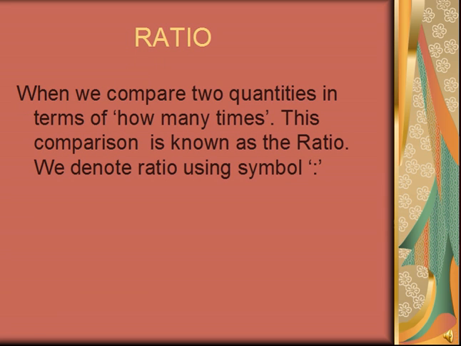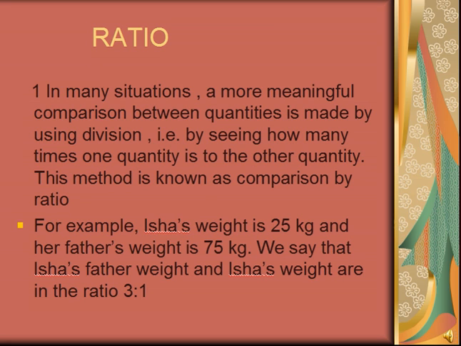Ratio, when we compare two quantities in terms of how many times. This comparison is known as ratio. We denote ratio using this symbol. In many situations, a meaningful comparison between quantities is made using division, that is, by seeing how many times one quantity is to other quantity. This method is known as comparison by ratio.